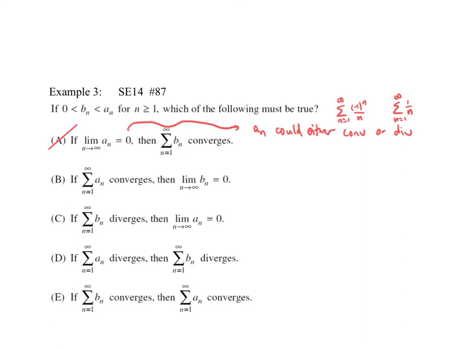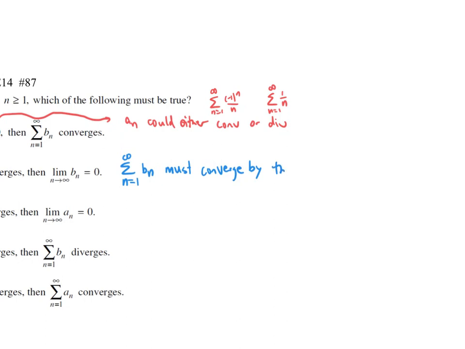Okay, for letter B, it says that A sub n converges. Now remember, if A sub n converges and A sub n is larger than B sub n, then B sub n must converge. So maybe we make a note of that. So the series B sub n must converge by the comparison test, the one we just learned. Okay, that's a true statement.